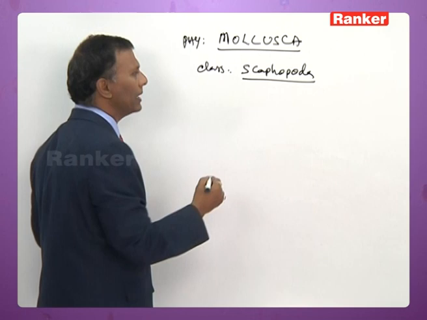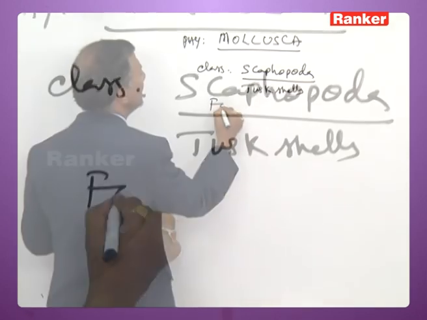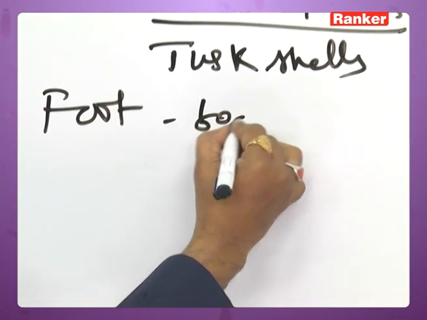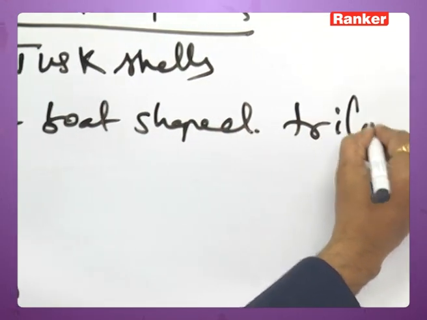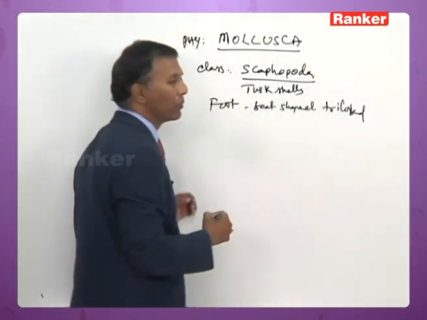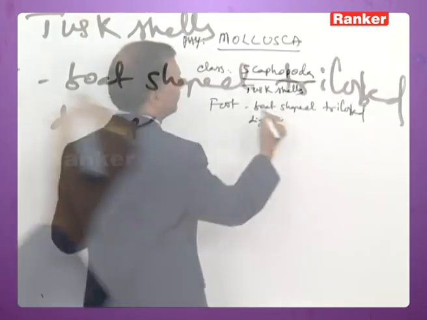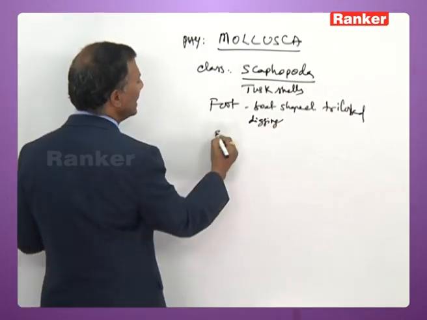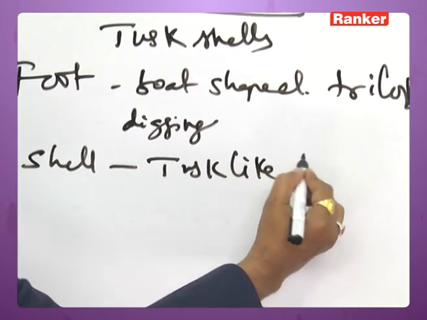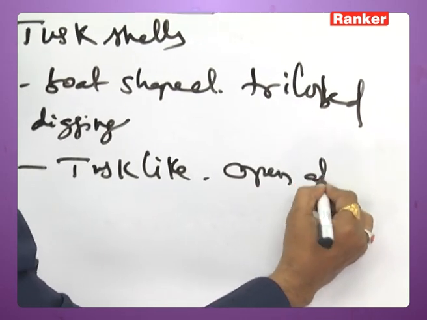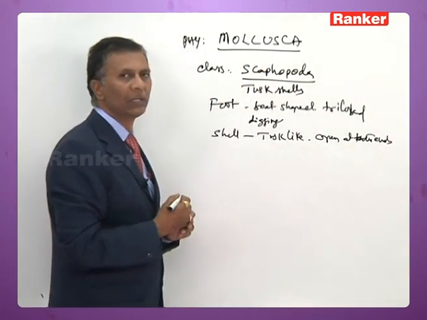Next you have class Scaphopoda. The scaphopods are commonly called tusk shells. The foot is board shaped and trilobed and helps in digging. The shell is tusk-like, open at both the ends.